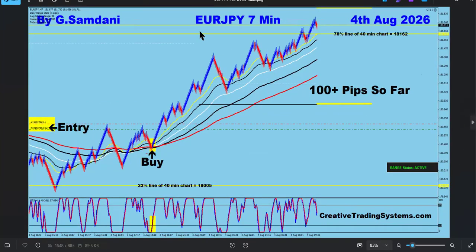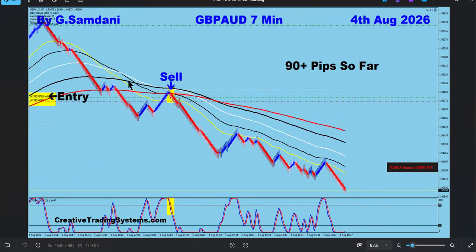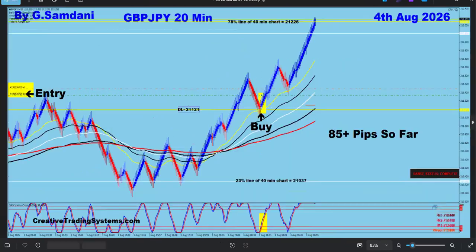On the fourth, euro yen. When yen gets weaker, all yen pairs go up at the same time, right? So that was pound yen. This is euro yen for 100 pip. Then you see this is pound Aussie after going up, then it started to drop here. Beautiful entry by the book, 90 pip to the downside.